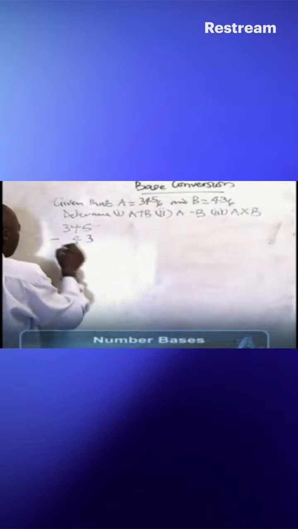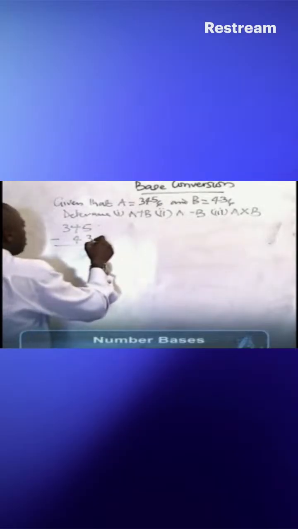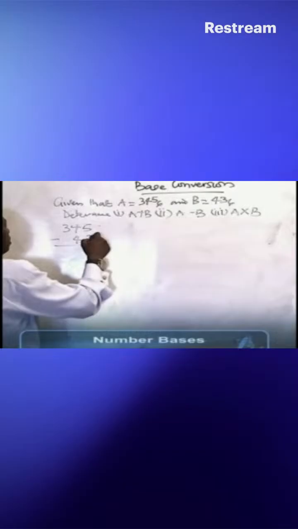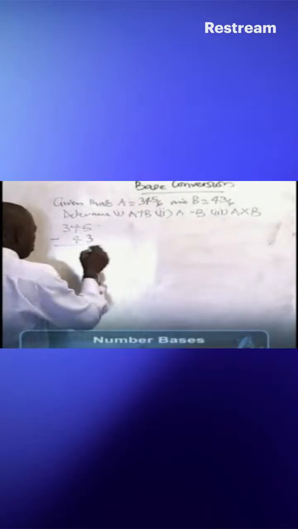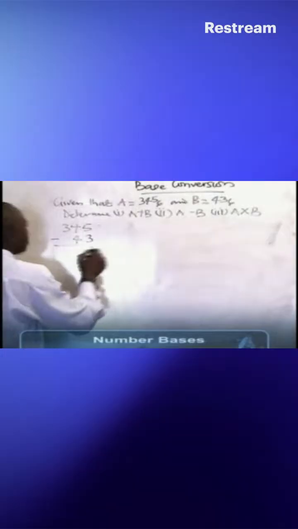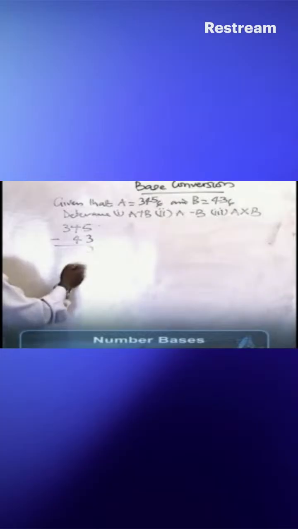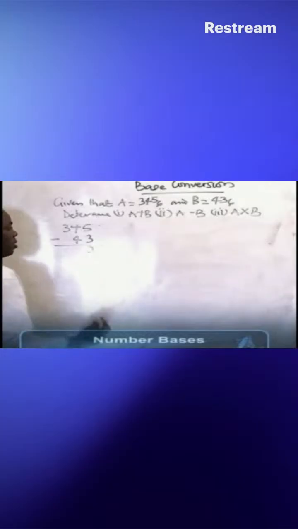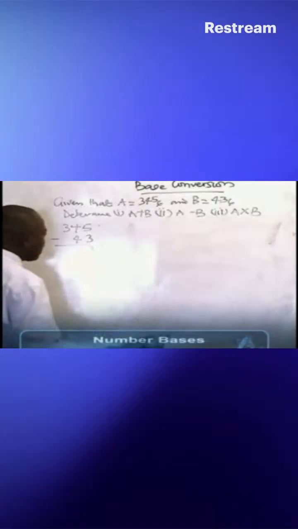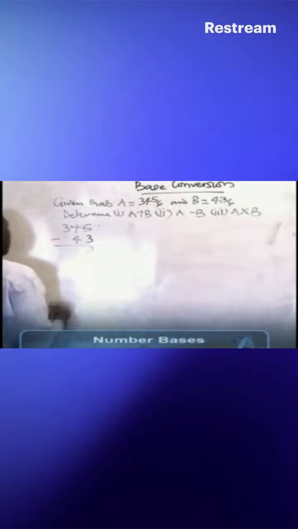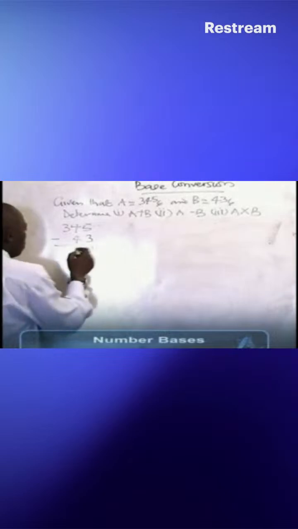Take 3 away from 5, you will get 2. The reason we are writing 2 directly is because 2 is not greater than 5. Take 4 away from 4, we get 0. And then the last one will be 3. So your answer for that one is simple: 302 base 6. The subtraction is a little bit cheap.